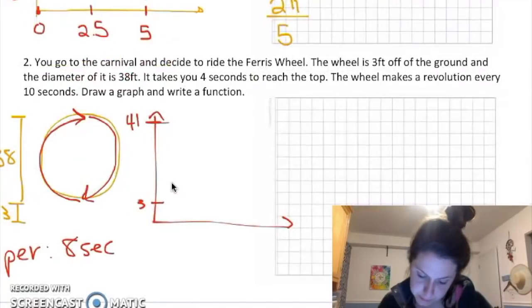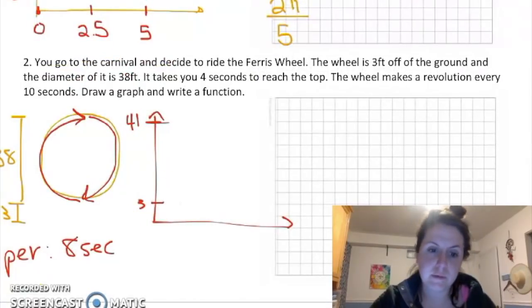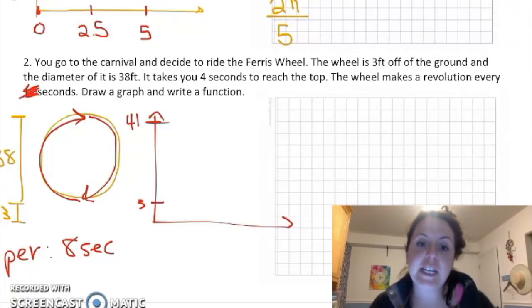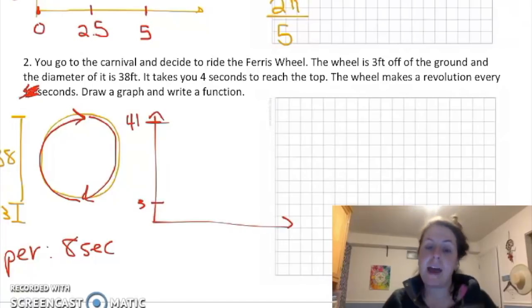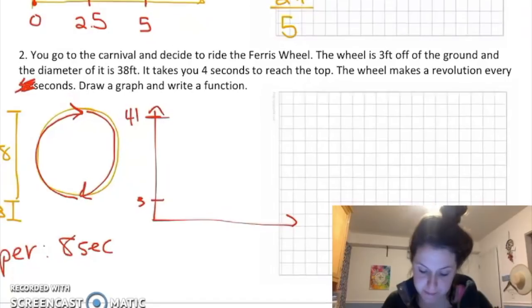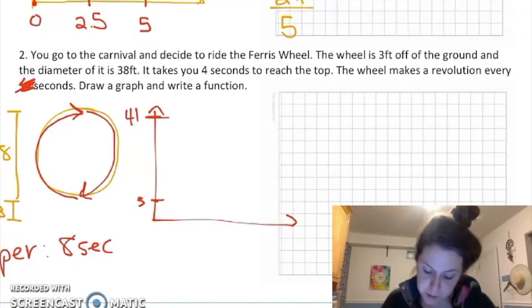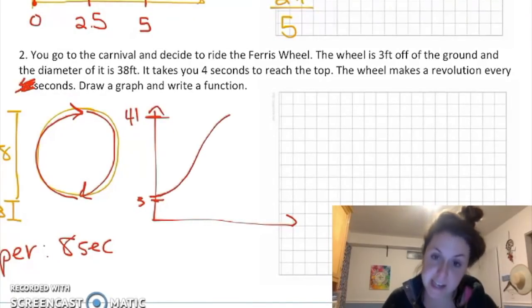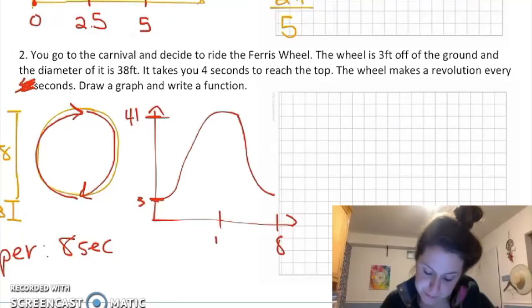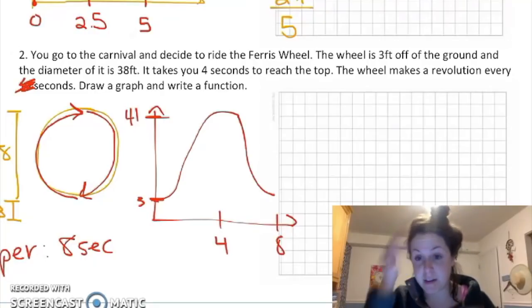So if it takes you 4 seconds to reach the top, and it's going to take us 8 seconds to get all the way around, let's draw a graph and write a function. We get on at the bottom. We are going to go up in 4 seconds and then come back down, and that will take us 8, right? So that's my cycle there.